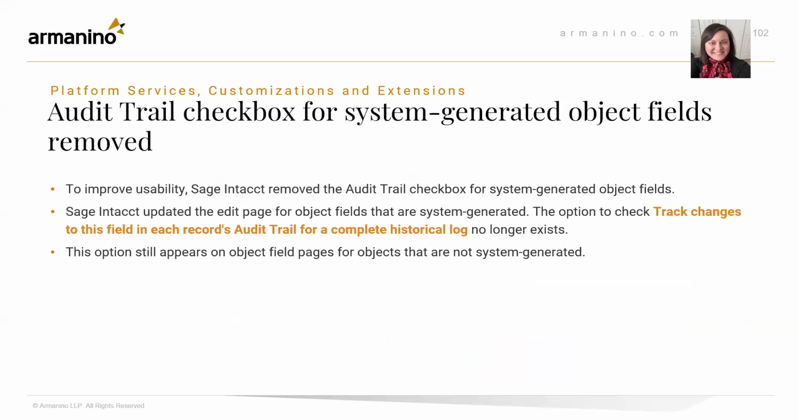The audit trail checkbox for system-generated object fields has been removed. To improve usability, they have removed this checkbox. Intacct has updated the edit page for object fields that are system-generated. The option to track changes to this field in each record's audit trail for a complete historical log no longer exists. This option still appears on object field pages for objects that are not system-generated.